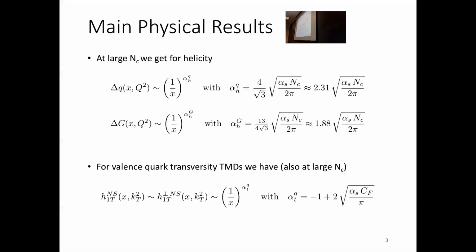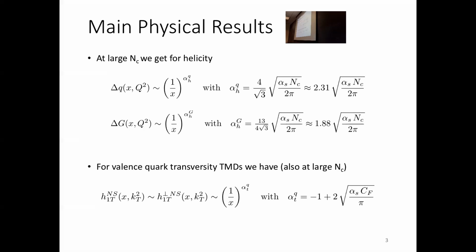All right. Anyway, for those of you who don't want to hear all this gory detail, these are the main results of my talk. So when dust settles, for quark helicity, you can take quark helicity TMDs, or you can take the PDF. The leading x dependence would be the same. This is an important clarification here, but at large N_c we will get 1 over x to some power, and that power is given by this expression right here.